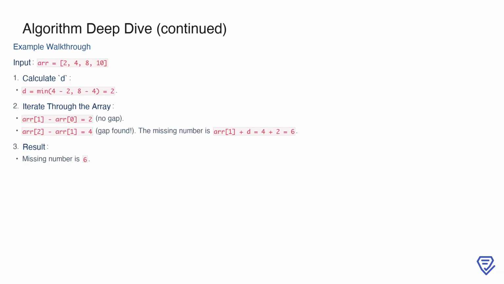Next, we iterate through the array to identify the missing number. Checking the differences, we find that ARR[1] - ARR[0] equals 2, which is equal to d, so there's no gap. However, ARR[2] - ARR[1] equals 4, which is greater than d. This indicates a gap, and we calculate the missing number as ARR[1] plus d equals 4 plus 2 equals 6. Thus, the missing number in the progression is 6.